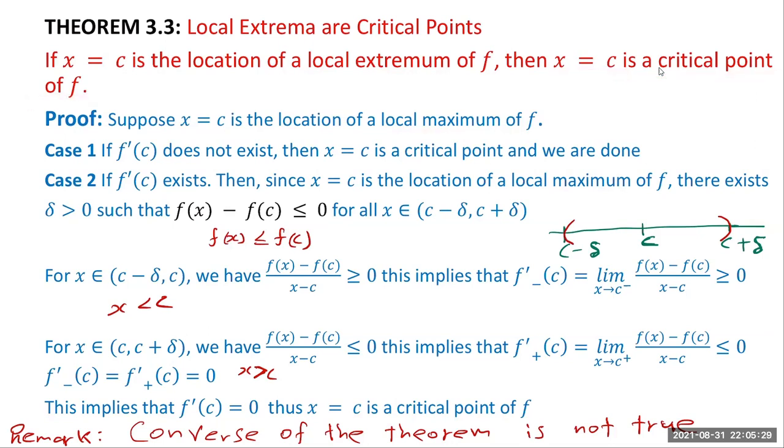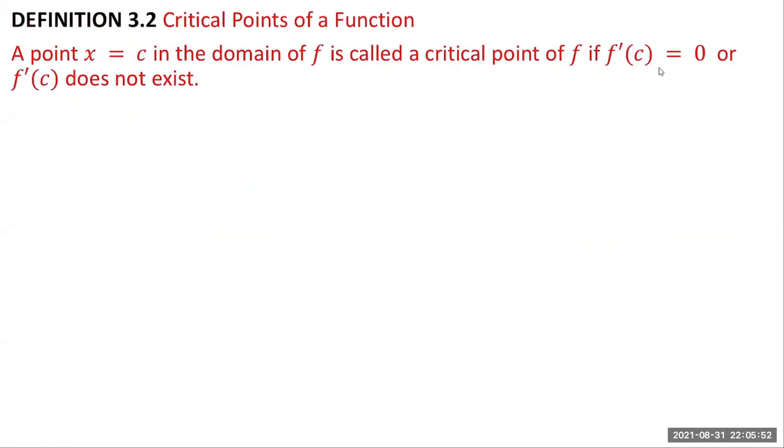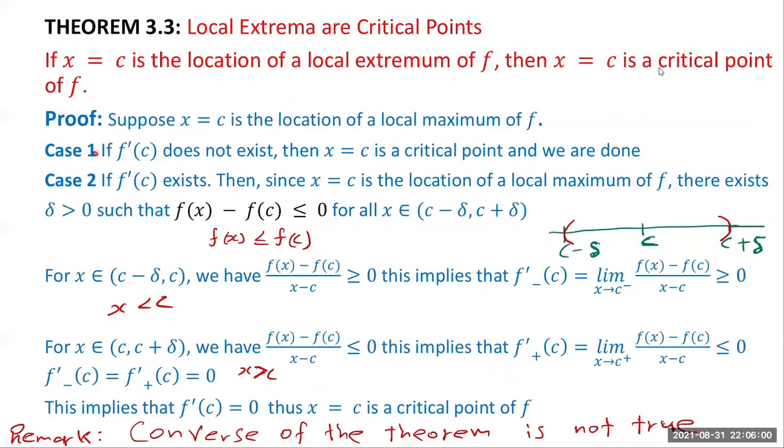To prove this theorem, we consider two cases. Case 1, when f prime of c does not exist. Case 2, when f prime of c exists. If f prime of c does not exist, by definition of a critical point, x is equal to c is a critical point of f, and we are done. If you go back to the definition, x is equal to c is a critical point if f prime of c is equal to 0 or f prime of c does not exist. So in this case, x is equal to c is a critical point. So we are done.